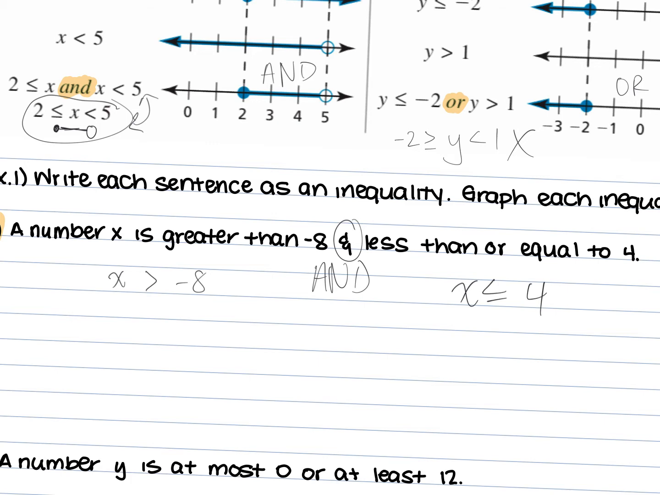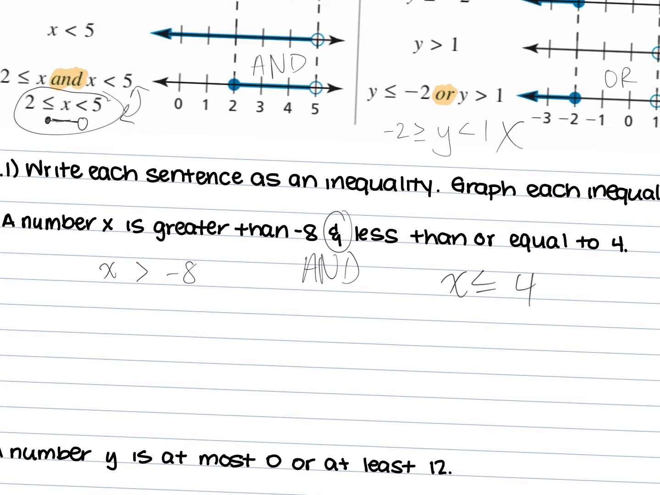Now, just for our sake, are and inequalities capable of writing them together? Yes. So we're going to start with the smaller number, which is negative 8. It has to be less than what? X. And x also needs to be less than or equal to 4.